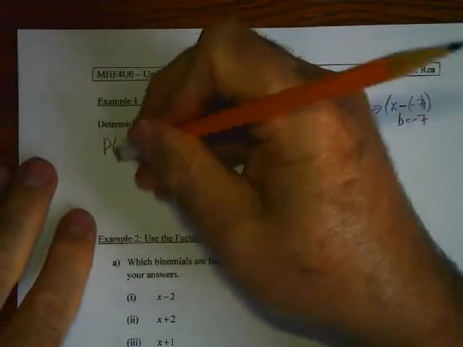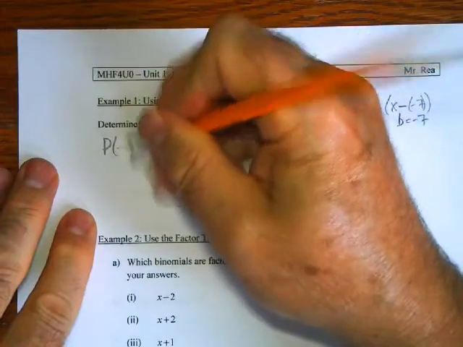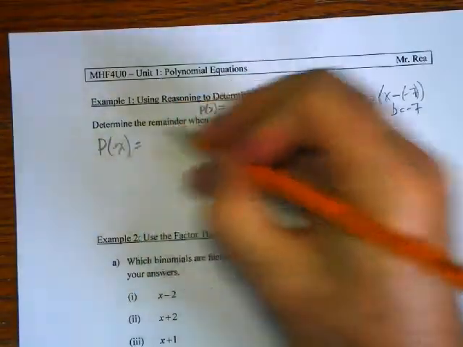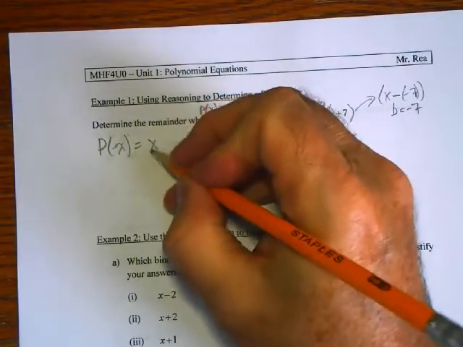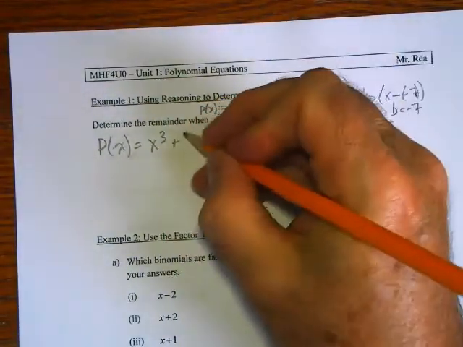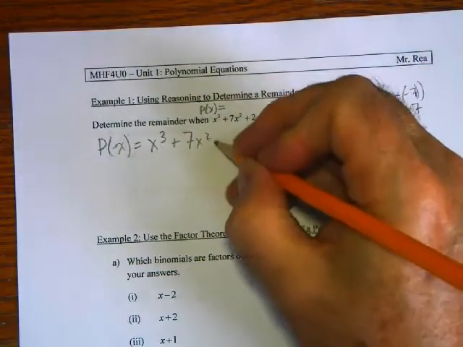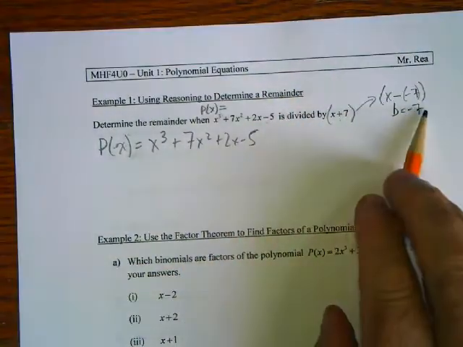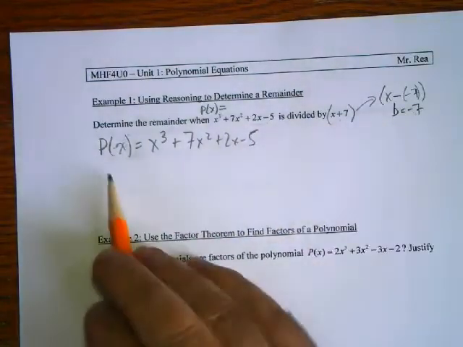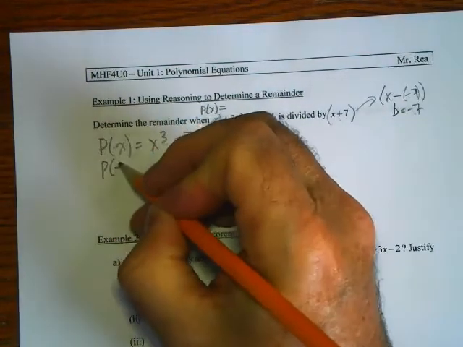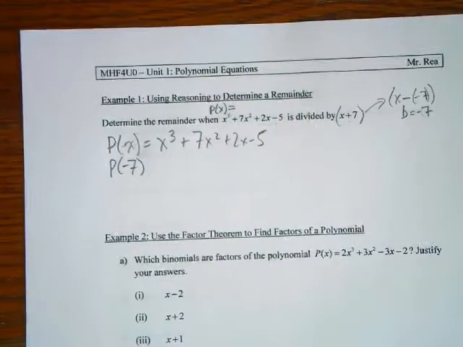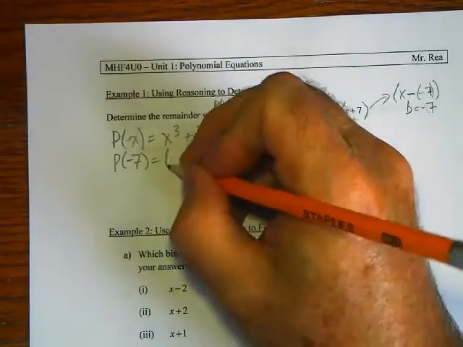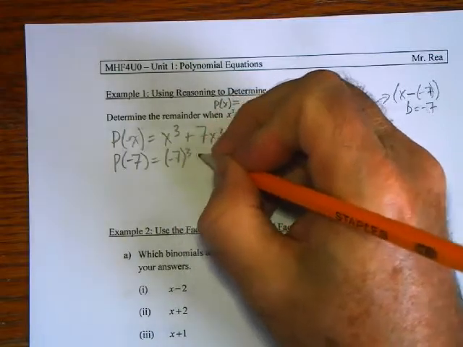Actually, I'll rewrite the original function first just so you can see each step. So p of x is x cubed plus 7x squared plus 2x minus 5. And we want to find the value of plugging b into here, so that would be p of negative 7. Basically, wherever you see an x, you change it to negative 7.